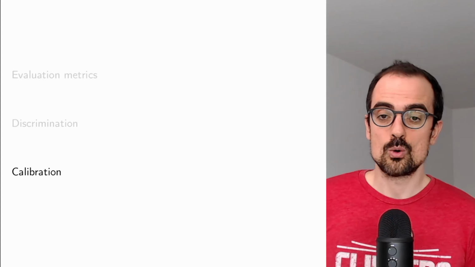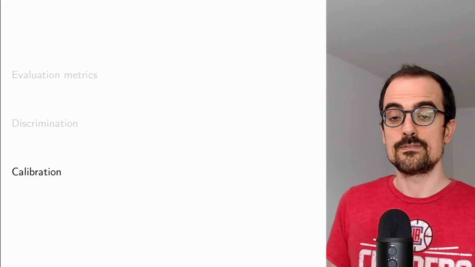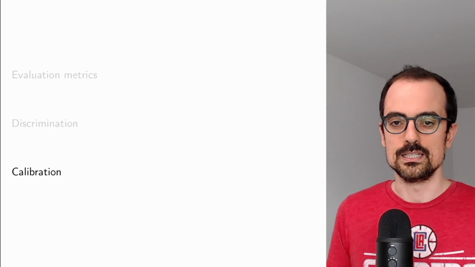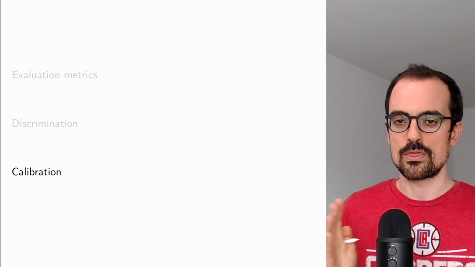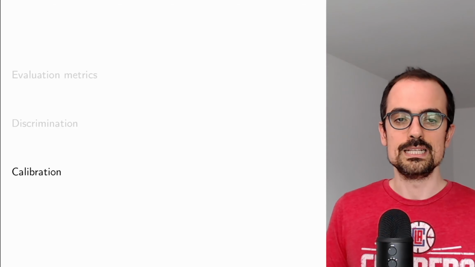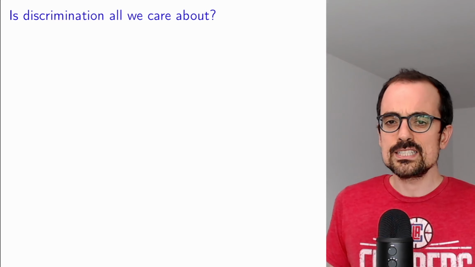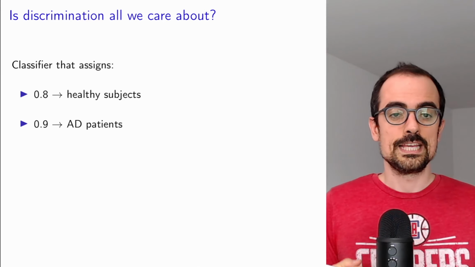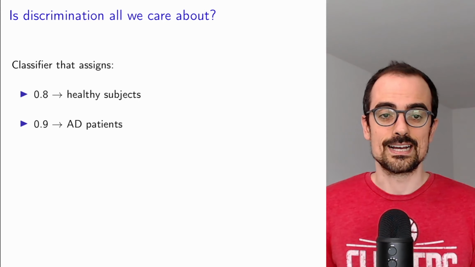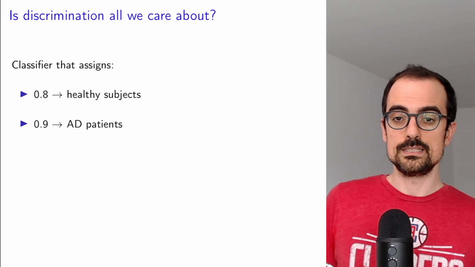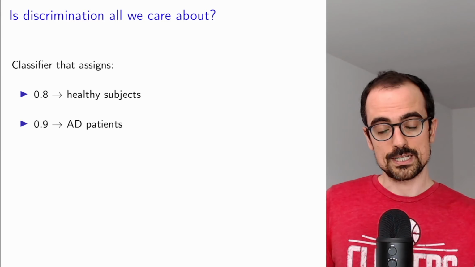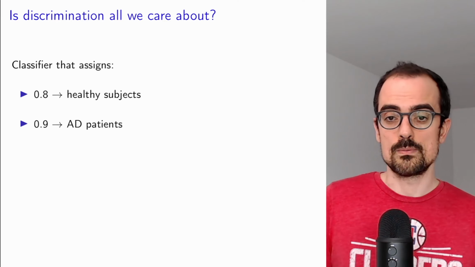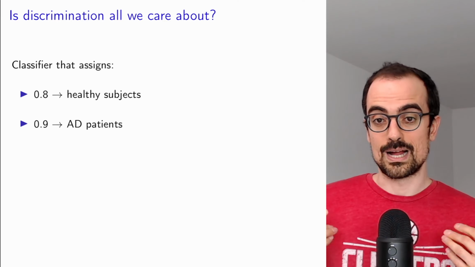Okay, so now we know how to quantify the discriminative ability of a classifier, regardless of what threshold we use for its probability estimates. But is discrimination all we care about? Well, it depends on the application. Imagine that we have a classifier that assigns 0.8 probability to healthy subjects, and 0.9 probability to AD patients, to Alzheimer's patients.